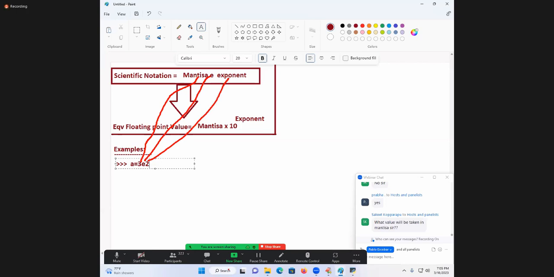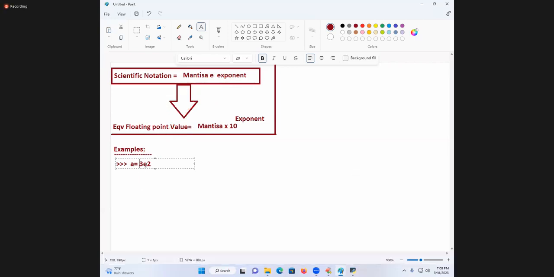Everything is there in front of you, like spoon feeding, I am explaining. Take 3E2. What is the mantissa? What is the exponent? What is the equivalent conversion? I am converting it into the equivalent floating point value. The mantissa is 3, into 10 to the power of 2, just following the formula.